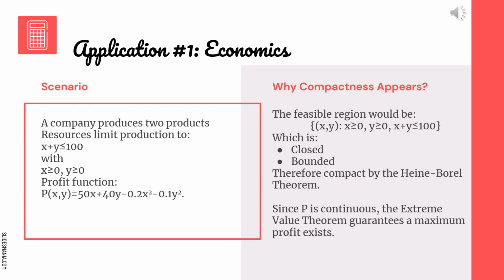Therefore they're compact by the Heine-Borel theorem, which the definition of is in the previous slide. Now, since P is continuous, the extreme value theorem guarantees that a maximum profit exists, or maximum production actually exists.